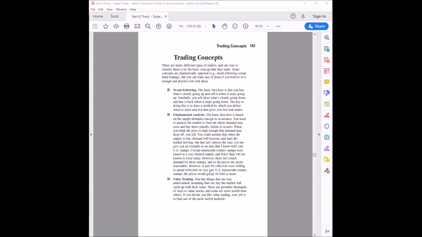So I think in crypto, a lot of people are value traders. They're the ones running around looking for projects that have intrinsic value based on a utility, but which are underpriced at the time.